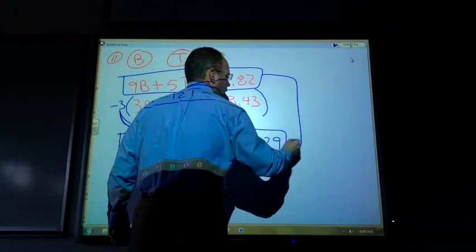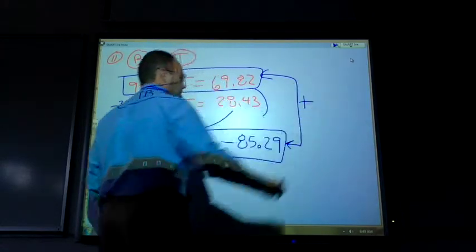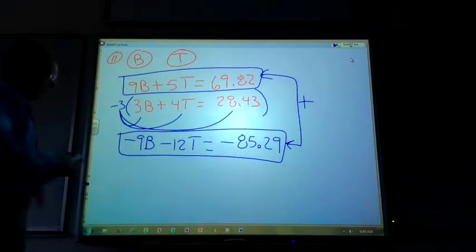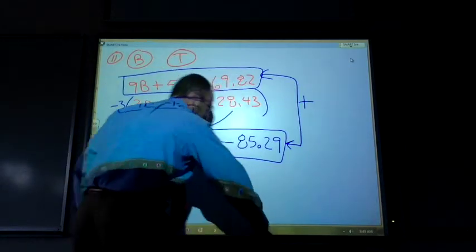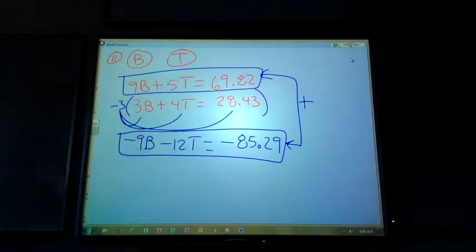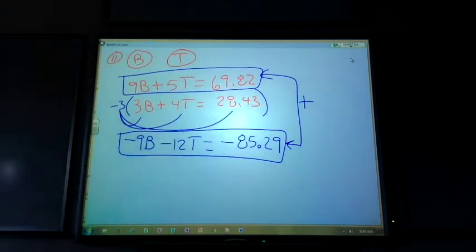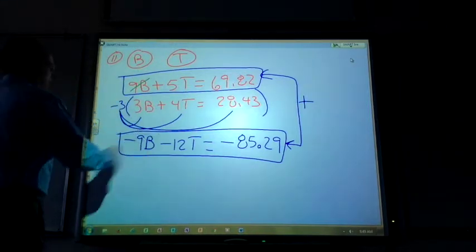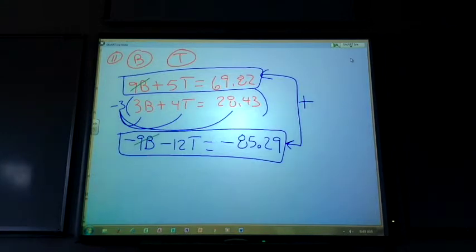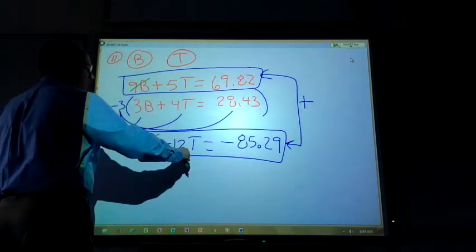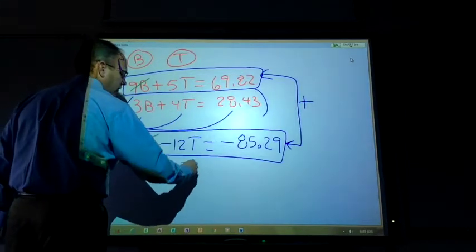These are the two equations that I'm going to add together. If I add those two equations I just boxed together, do my B values fall out? Yes. So if I add that to that, those are gone, right? 5T minus 12T is -7T.